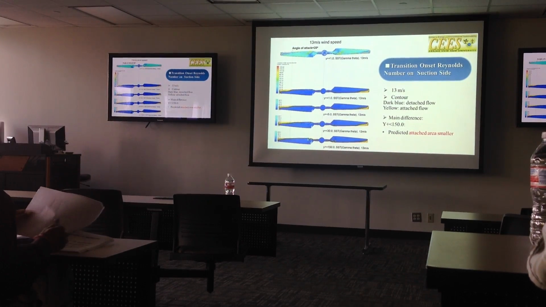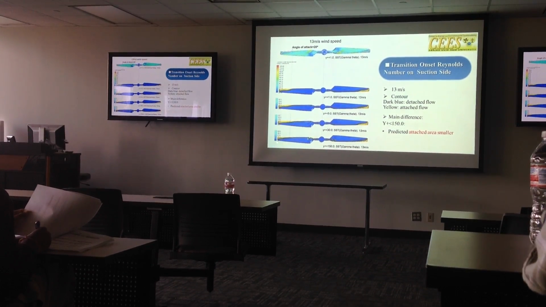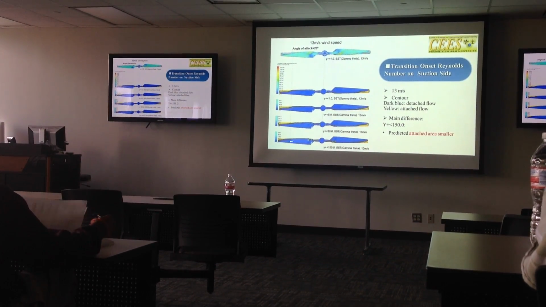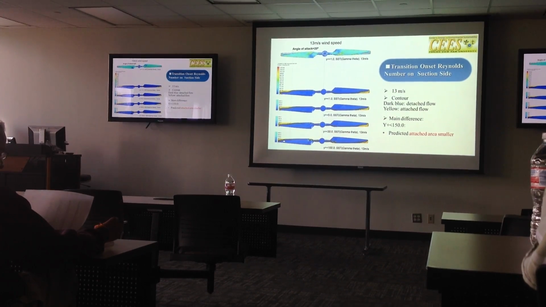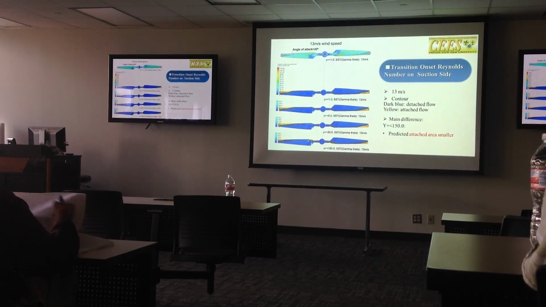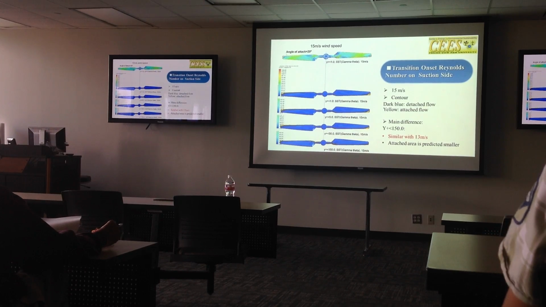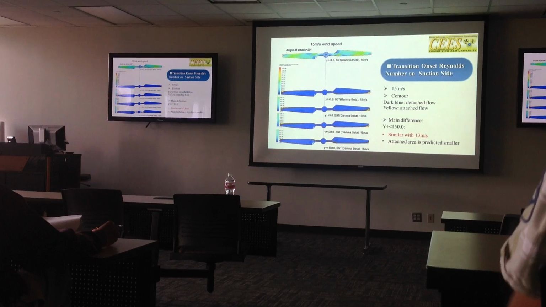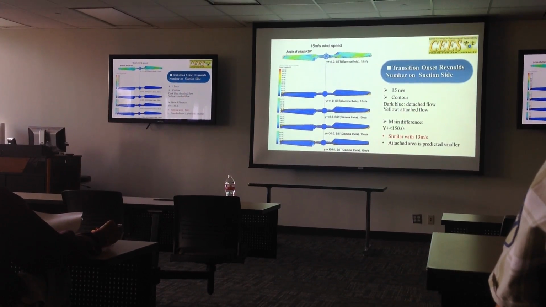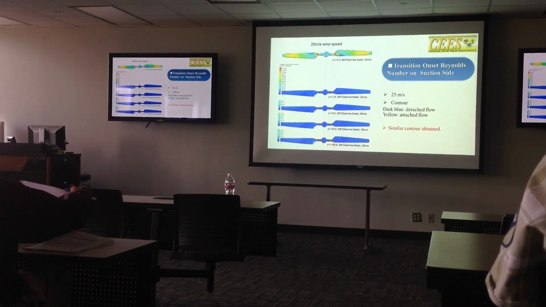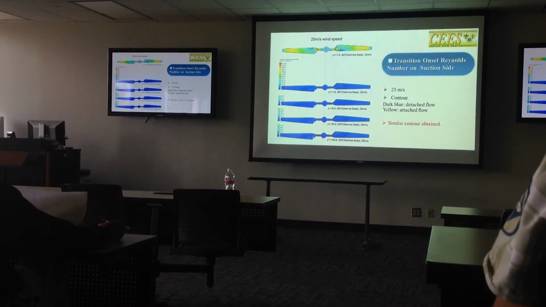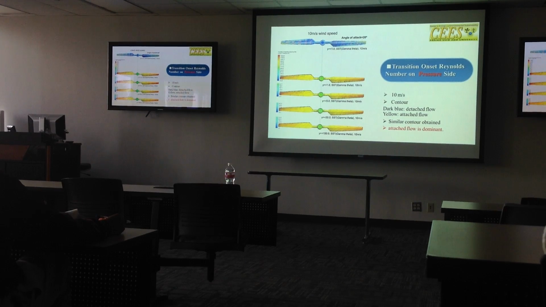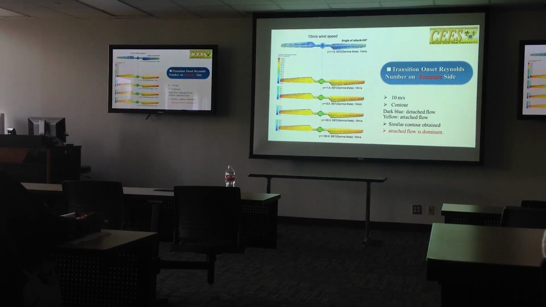For the 30 meter per second case, you see the contour, the main difference is also located in the last case. The attached area, I mean the yellow contour, is a little smaller. The next, the 15 case, is also similar to the 13 case, and the area is much smaller, and the 25 is similar. That was the suction side, now the pressure side.